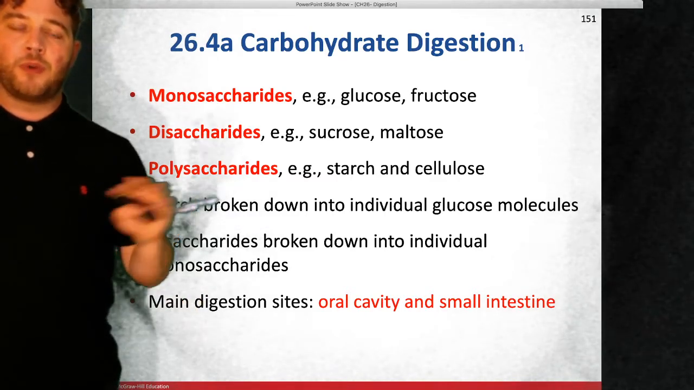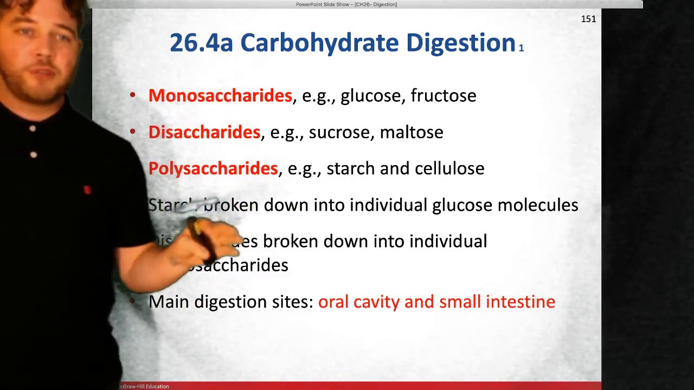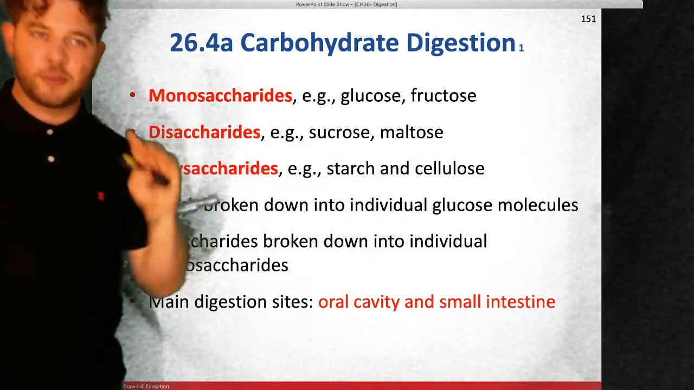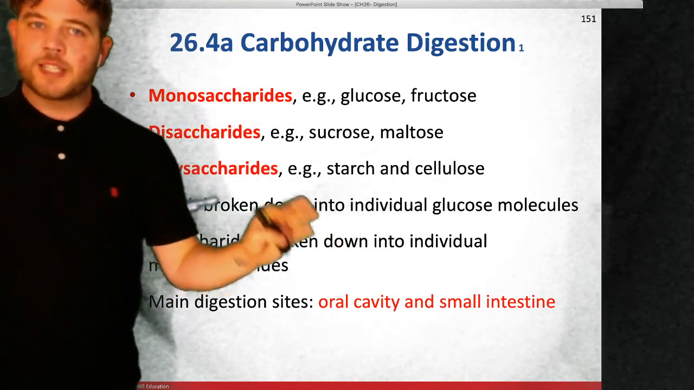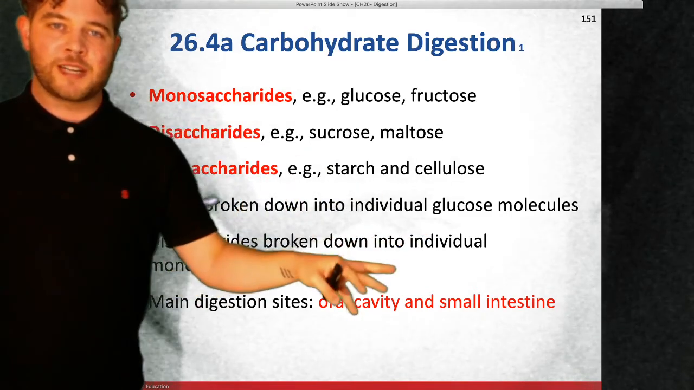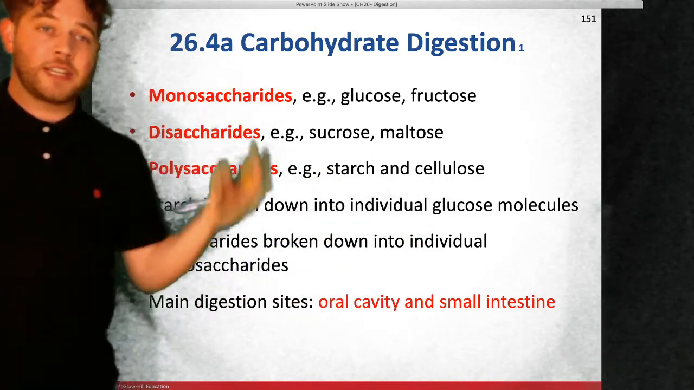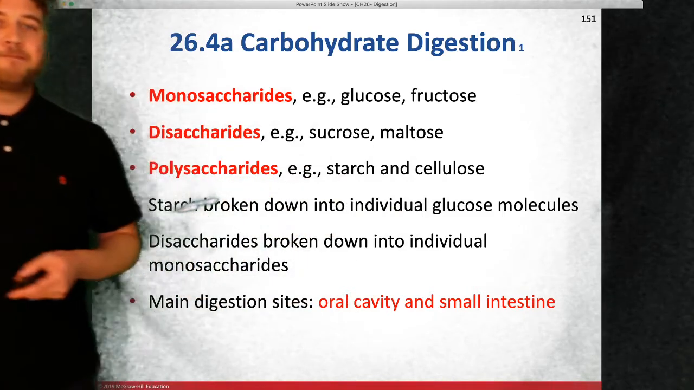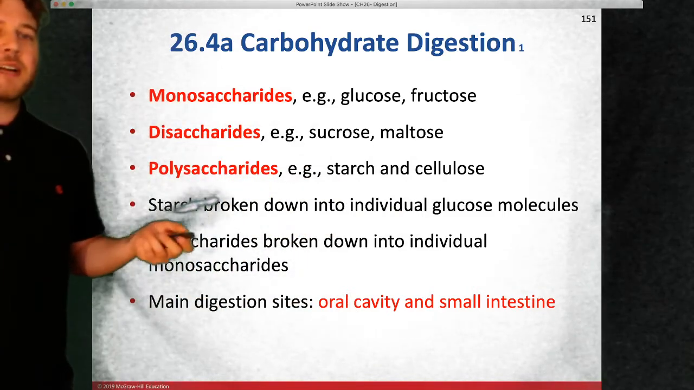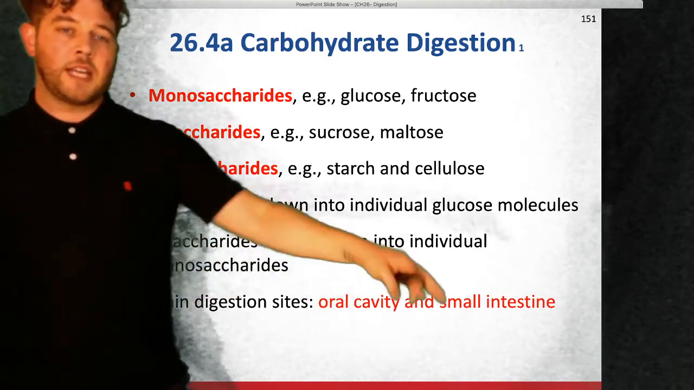So if you aren't eating a well-rounded diet, if all you eat are Twinkies, it's going to break it down into glucose, and your body will use that glucose to make ATP. It may not be able to do any other repair because you're not giving it any other nutrients or minerals that it also needs for proper functioning. But as long as it's getting some kind of starch source, it's going to make it into glucose, and you're going to have energy to go. Disaccharides broken into individual monosaccharides. Main digestion sites are the oral cavity and the small intestine.